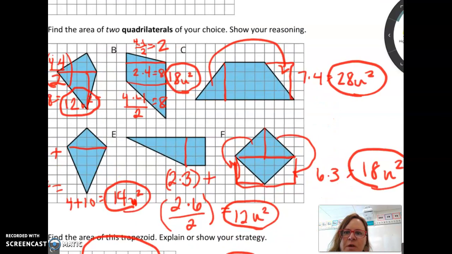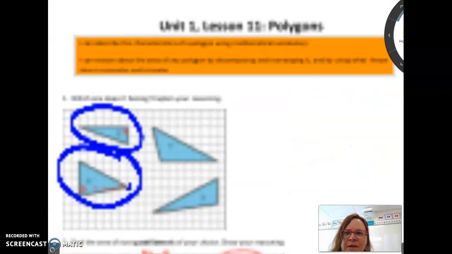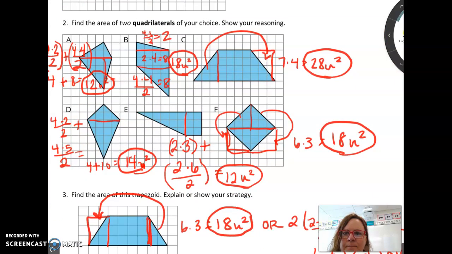All right, number 2, you had to find the area of two quadrilaterals and then show your reasoning. So what I did is I actually found the area of all 6 of them, and so I want you to kind of check your work. What I did on all of them is decompose them. On A, B, D, and E, I just decomposed them in their parts and added the parts together. But on C and F, I decomposed and actually rearranged.